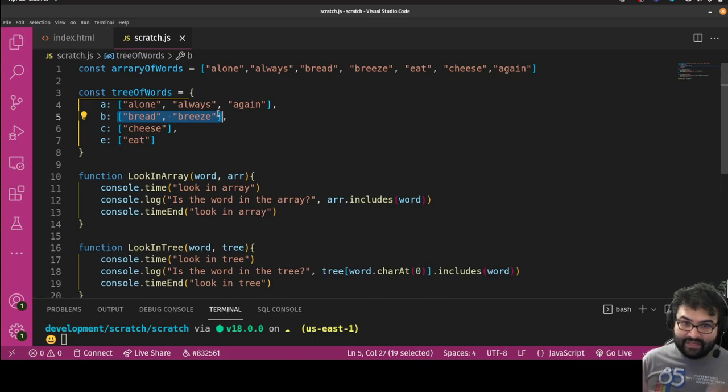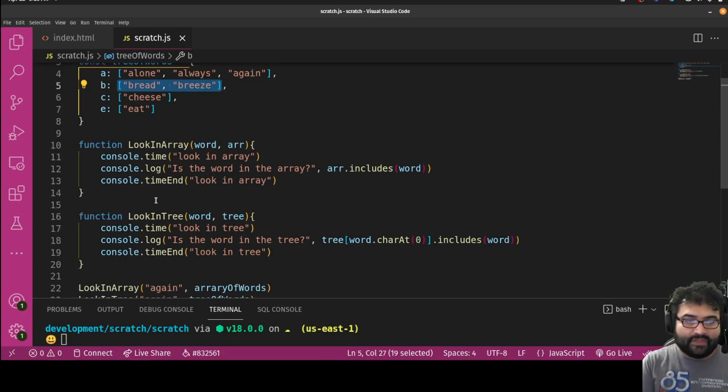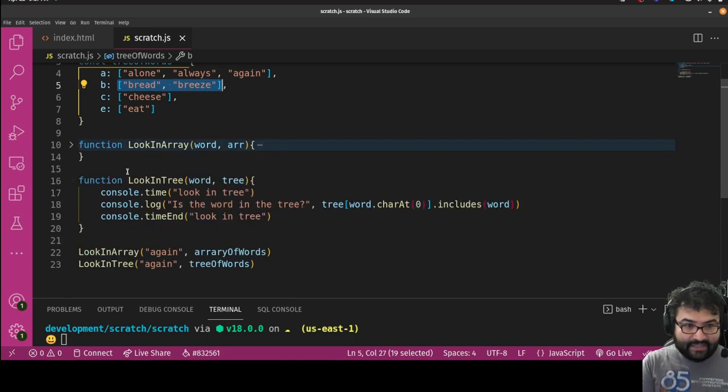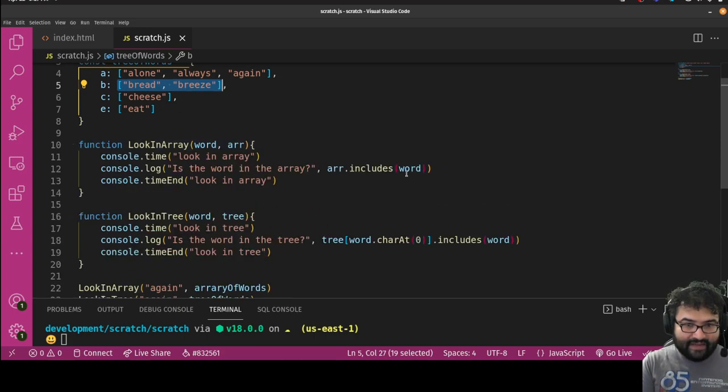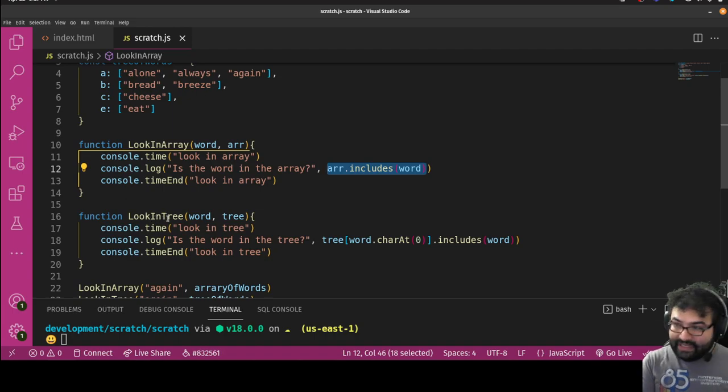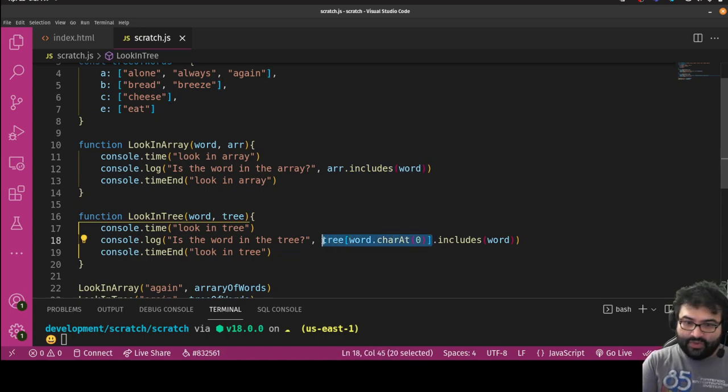I don't have to sort through, because the computer doesn't know the difference between these words. It's just trying to figure out what you told it to do. So here we have two functions that look for a word. I give it a word. Look in array just sees, is the word in the array? Look in tree takes the first letter of the word, looks in the object to see if there's a key for that first letter, assumes that's an array, and then sees if the word is included in the array.